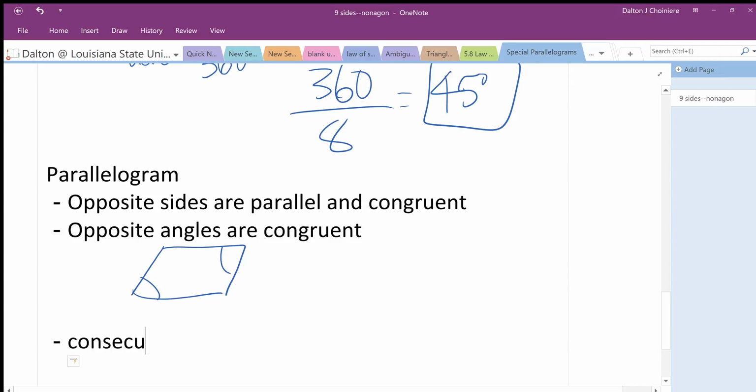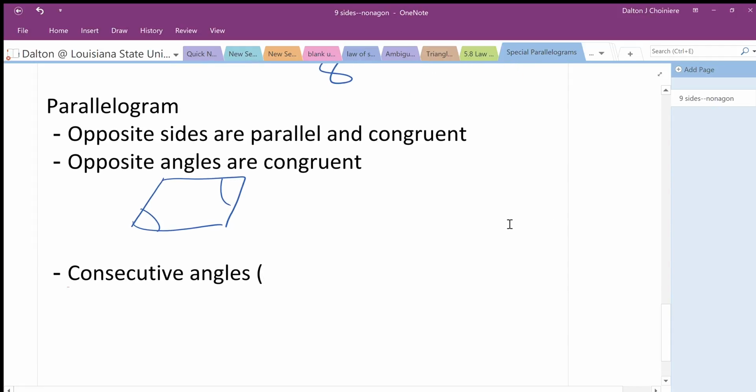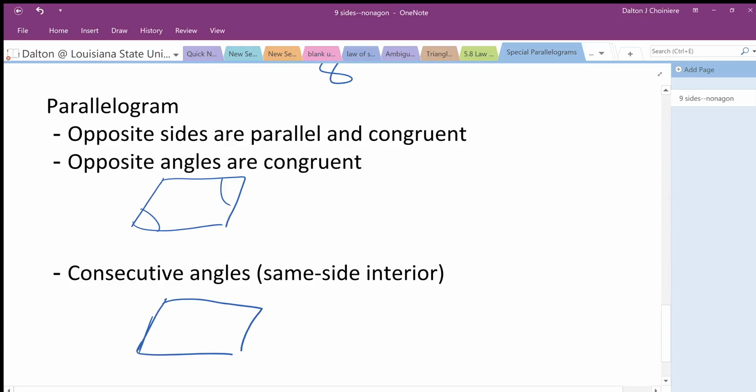Okay, now this was the word that somebody just threw out. Consecutive angles. What's another word for consecutive angles? The same, is that what you said? Okay, so maybe let's do same side interior angles. So consecutive would be like, in the same parallelogram, and again, forgive my terrible drawing, but instead of the angles opposite of each other, like these two next to each other would be consecutive angles.